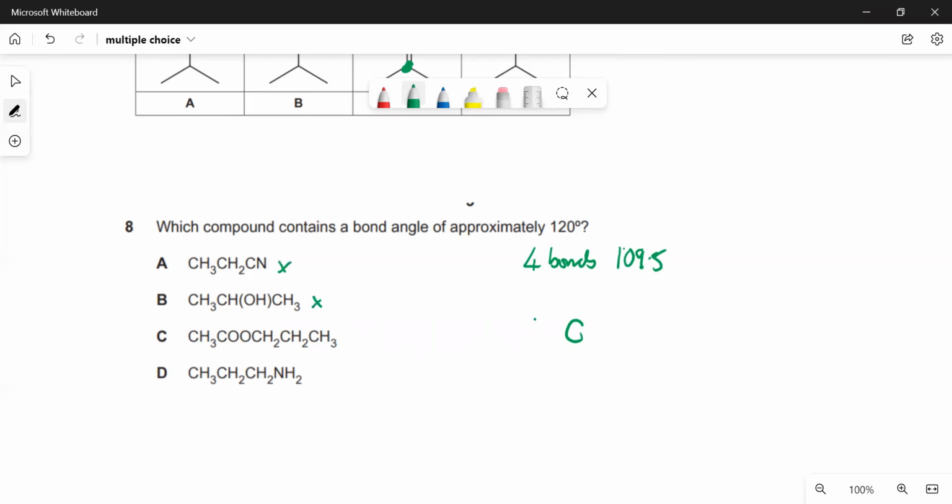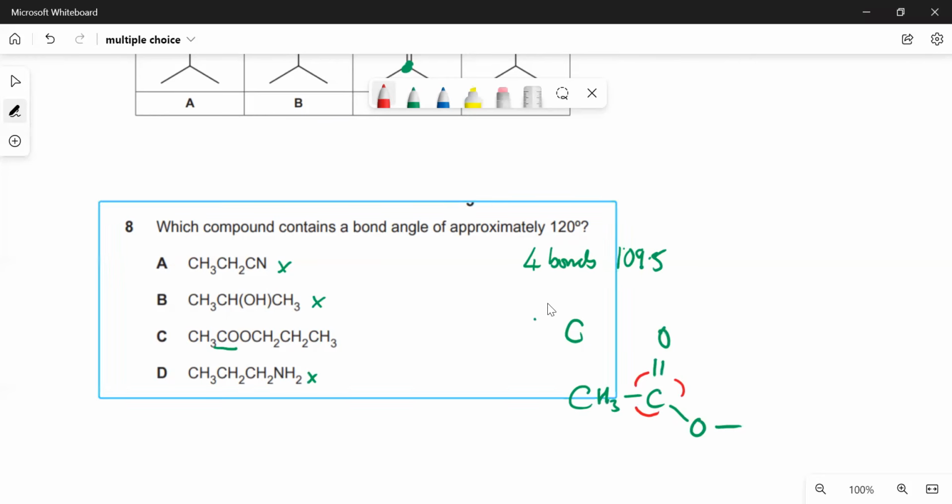There's no double bond in B, impossible. There is a double bond here in C, and there's no double bond in D. So C is the answer. If you draw C out, it's going to be like that. And all the bond angles around that carbon are going to be 120 because there are 3 bonding pairs and there are no lone pairs on the carbon. D is the answer there.